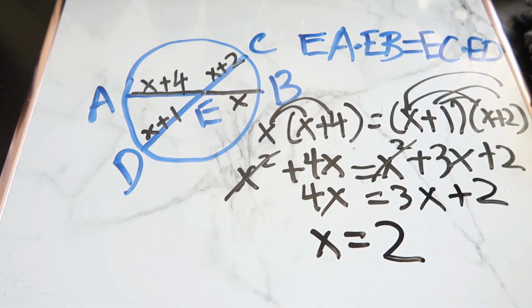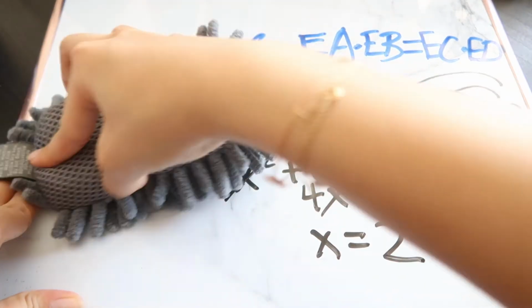So as long as you keep in mind that whatever is from the same segment, you multiply them, and it equals whatever is from the other segment. They would equal each other, multiplication. Alright, let's talk about the second theorem.